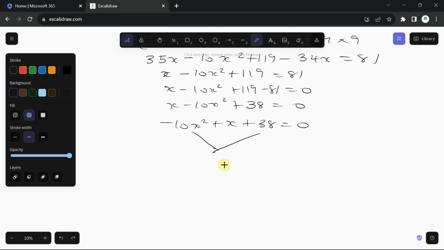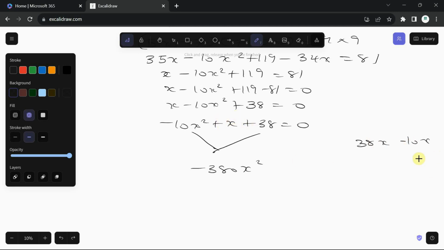So 38 times minus 10x squared will give you minus 380x squared. We need to look for two things that, when we multiply them, give us minus 380x squared, and when we add them, give us this x in the middle, right? So for 380, I could say maybe 38x and minus 10x. If I multiply them, and if I add both of them together, it will give me 28x, which is very far from what I need.